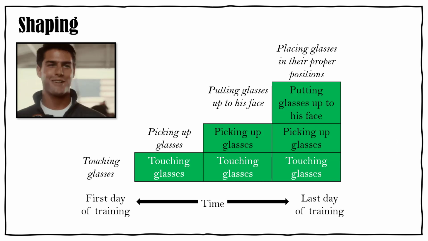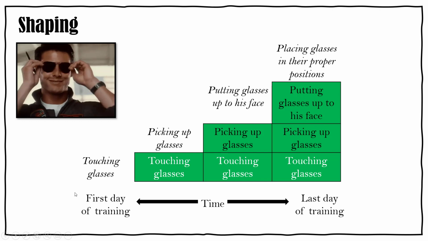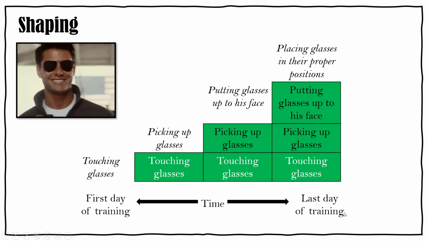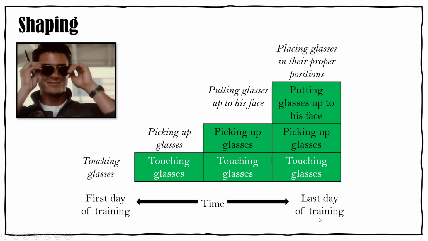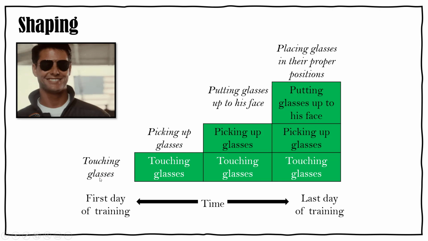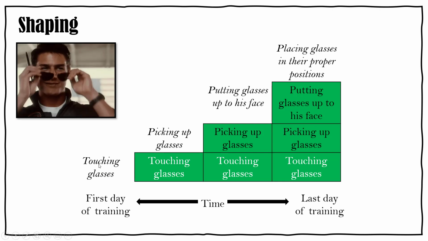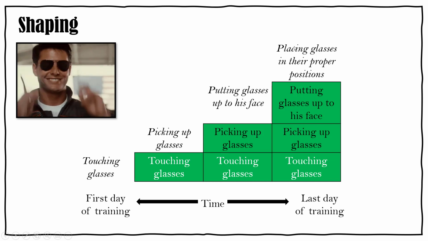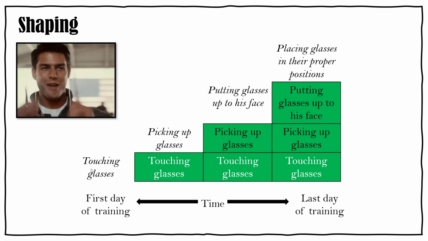So for example, if you want to shape up a kid putting their glasses on, you would first figure out, what's our target behavior? That's putting the glasses in their proper position. And then you would figure out, okay, what is our initial behavior? Where are we starting? So for this example, we started with touching glasses, first day of training. This is our first initial successive approximation. And like I stated in that last slide, it's usually a distant approximation to the actual target behavior, but it's a start. So the kid starts touching his glasses, you're reinforcing that.